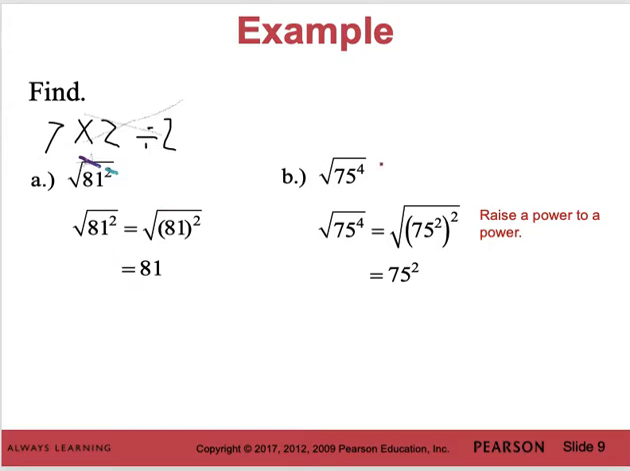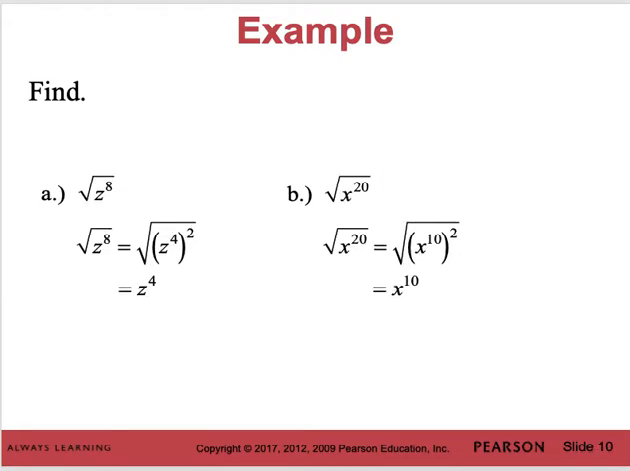In the second example, we're taking our number 75 and raising it to the 4th power. Using what we learned earlier, we can say this is the same as 75 squared, squared, since 2 times 2 gives us that 4th power. So I can take the square, take the square root. Those would cancel, and I'm left with the answer of 75 squared.